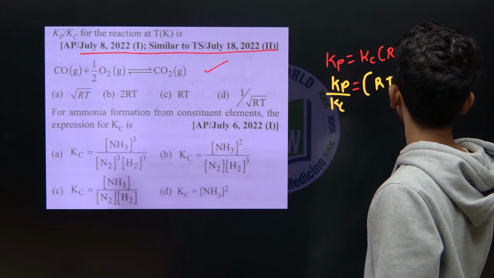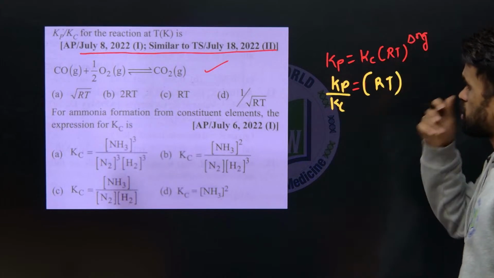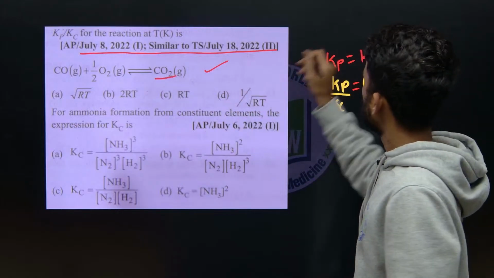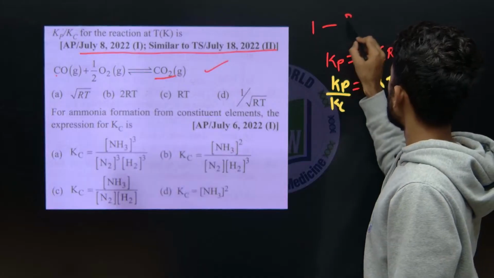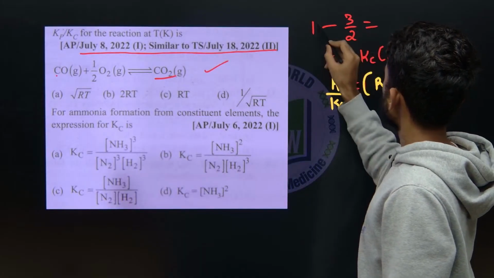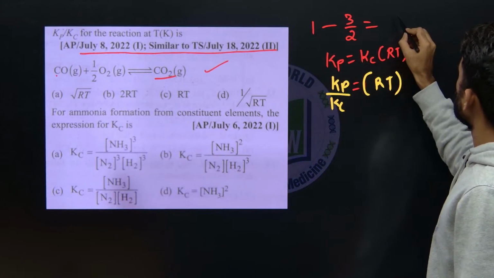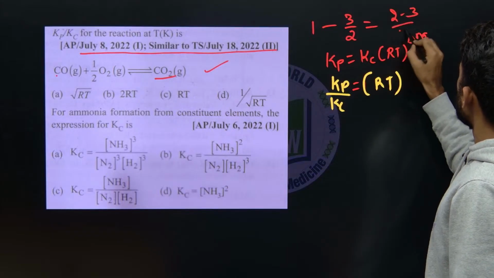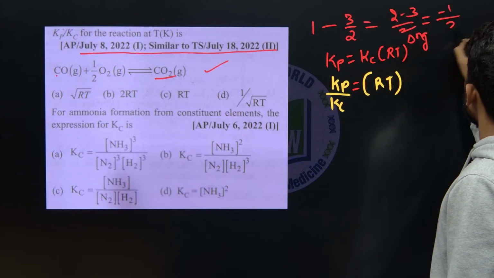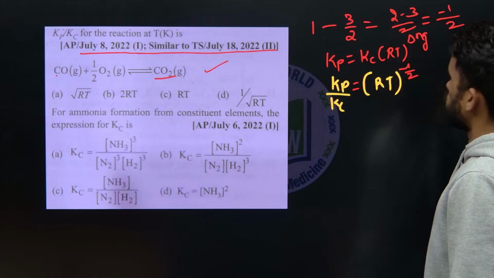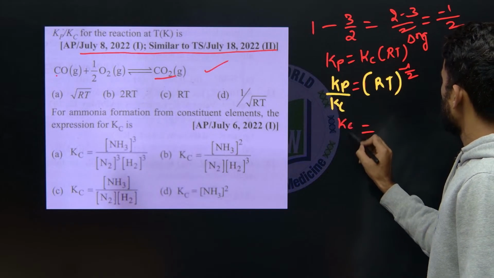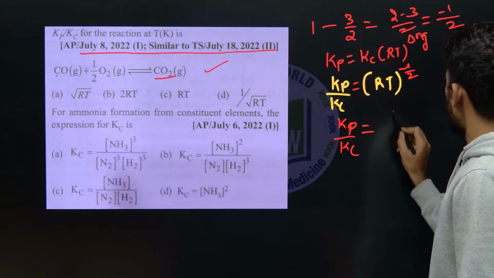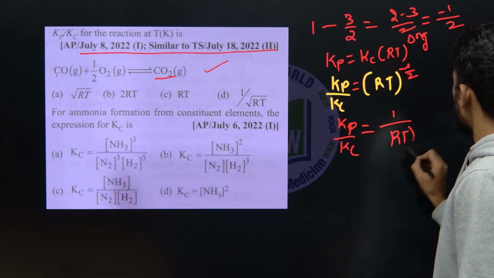RT power delta Ng. Delta Ng is how much? Gaseous products are 1 minus, this is 1 plus 1 by 2, that is 3 by 2. Okay, this is 1 minus 3 by 2. So 2 minus 3 by 2 gives minus 1 by 2. So here minus 1 by 2 you got. Okay, so this is nothing but Kp by Kc is equal to 1 by RT power 1 by 2.